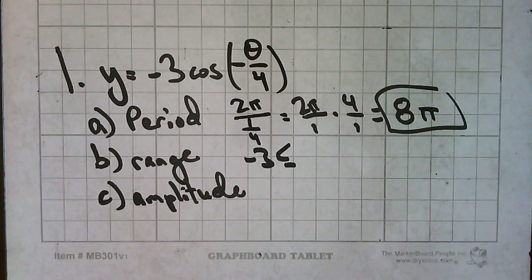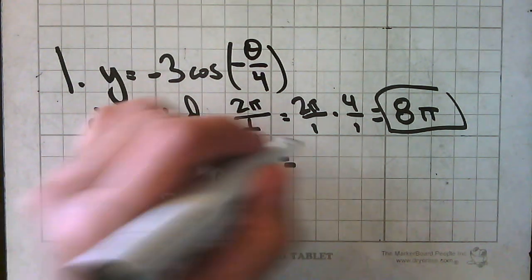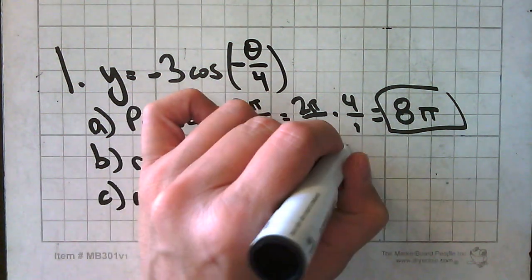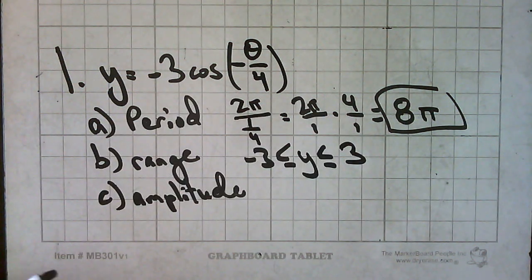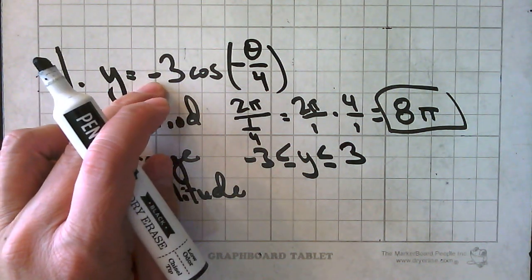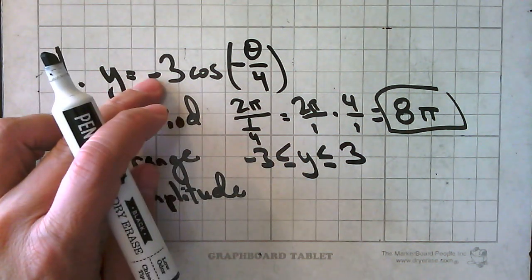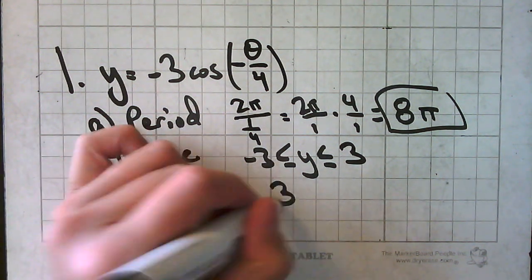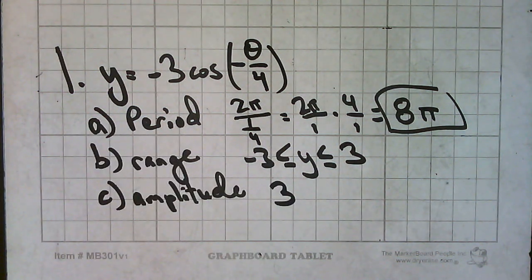In this case, our range is our y value. And then we're going to go up to +3. And our amplitude is the number in front. Again, the negative we're going to ignore because that just means we flip it. So our amplitude here is 3. And that's how you're going to solve your homework for this section.